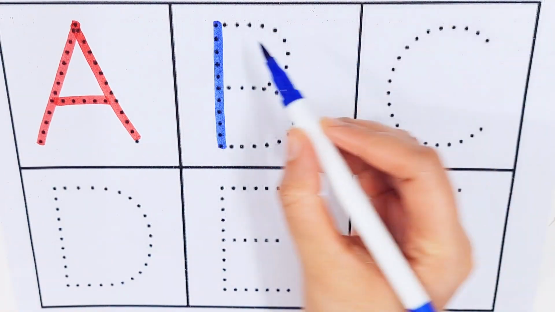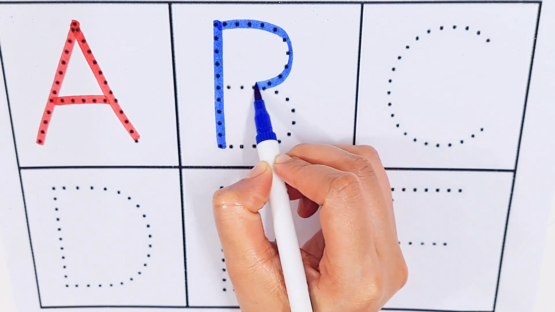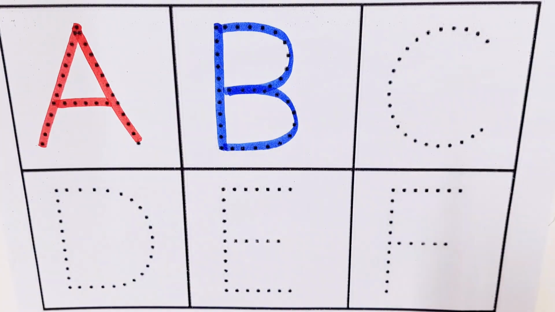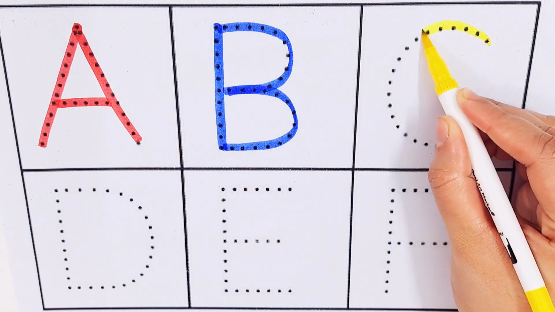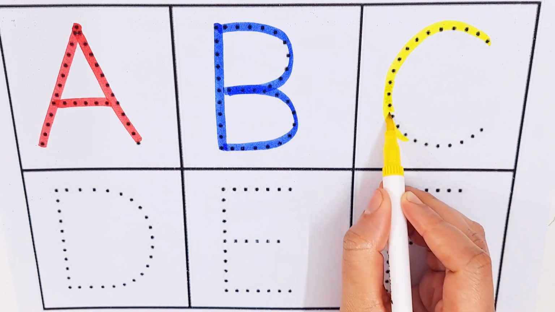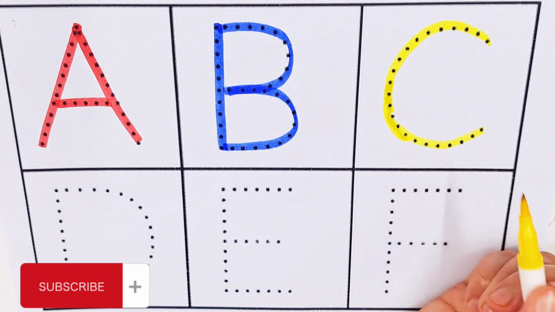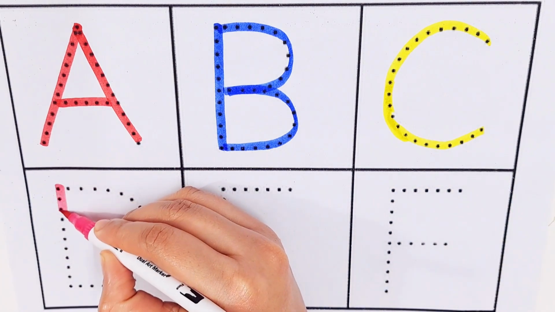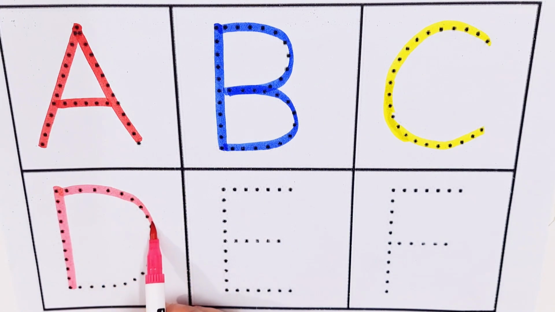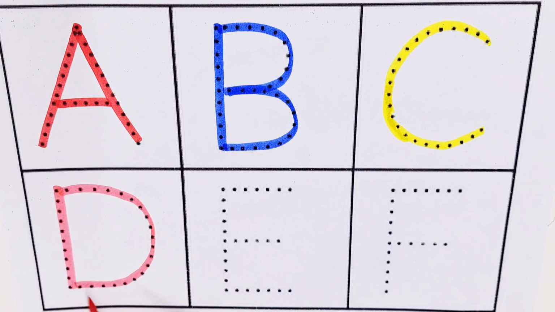B for bus. B for butterfly. C for candy. C for caramel. D for dress. D for door.